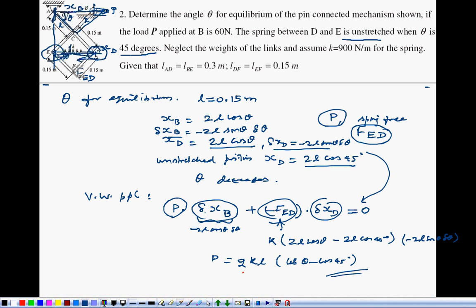Okay. We can write theta in terms of P and K directly.